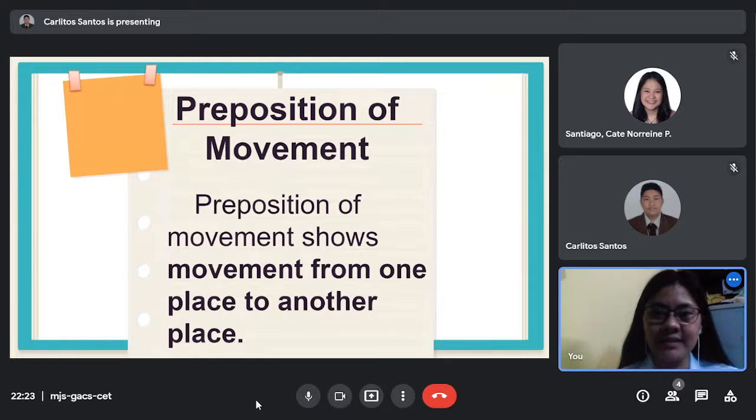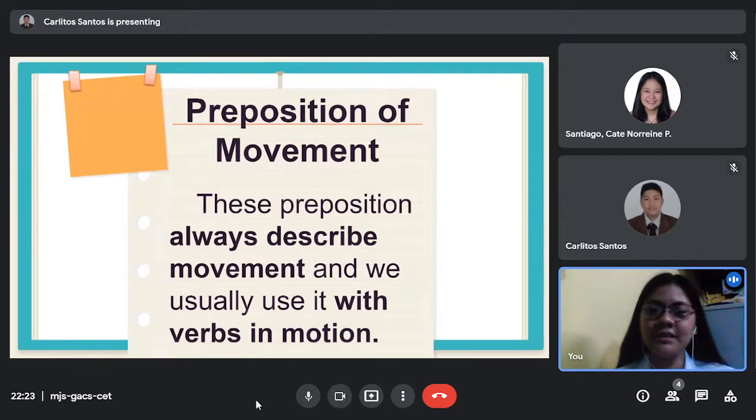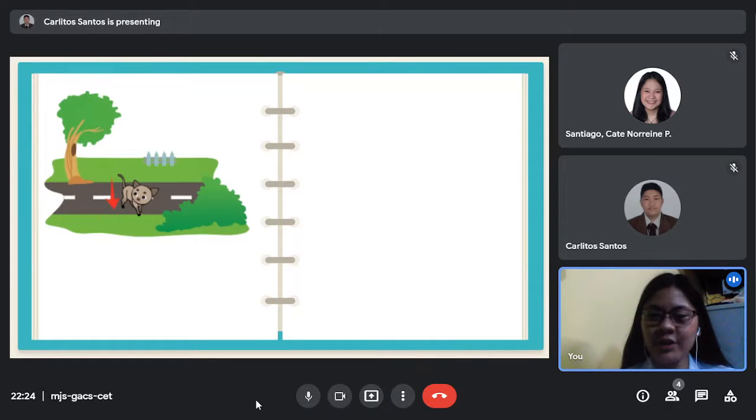Let's also have the next slide. These prepositions always describe movement and we usually use them with verbs in motion. We have here the highlighted words: always describe movement with the verbs in motion. So we usually use the preposition of movement with the verbs in motion, or we also always describe it through their movement. Now that we have a recap of the meaning of the preposition of movement, let's have the different examples. Let's have the first picture.